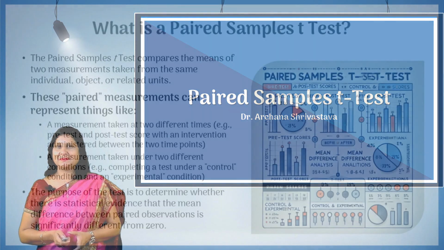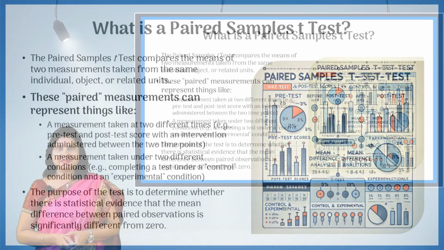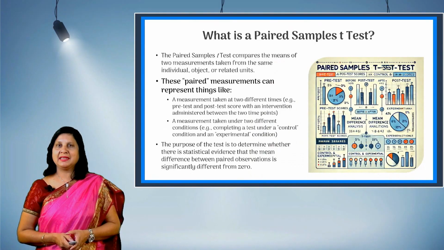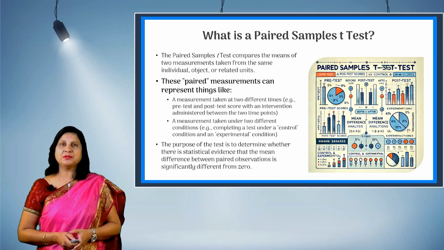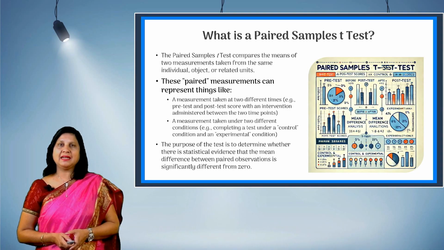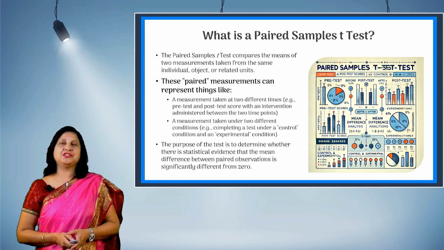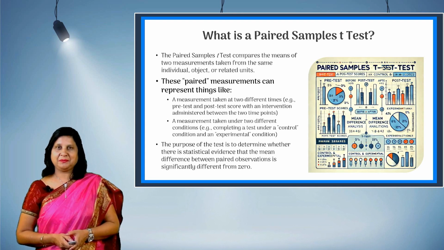Let's get started. The paired sample t-test compares the mean of two measurements taken from the same individual, object, or related units. These paired measurements can represent things like a measurement taken at two different times, example, pre-test and post-test scores with an intervention administered between the two time points. A measurement taken under two different conditions, example, completing a test under a control condition and an experimental condition.